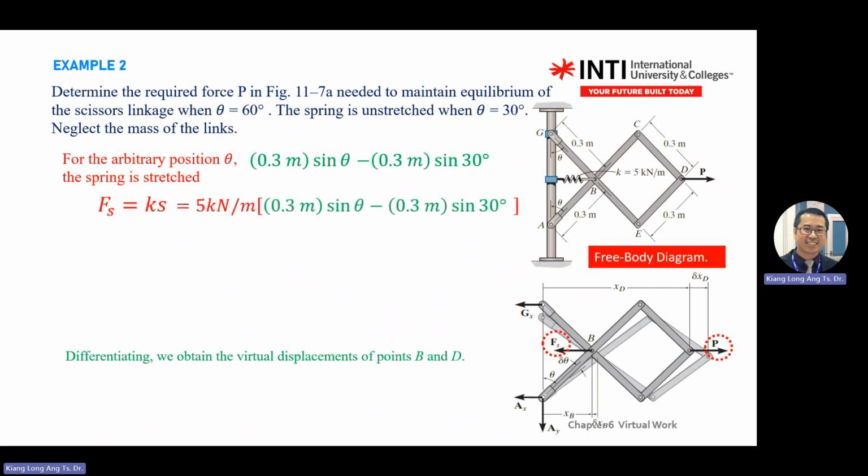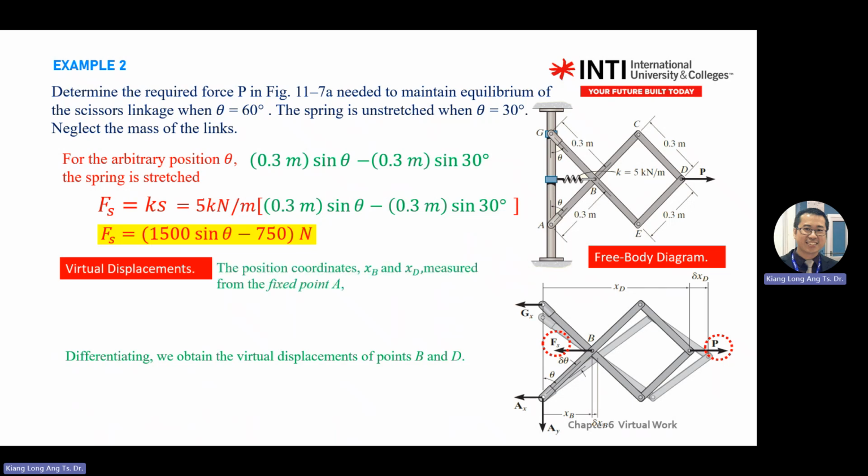Okay. Force equal to kx. So this one we know. K is given in kilonewton per meter. So you put in the change of x traveled, and you arrive at one equation. The force is in theta. Okay.